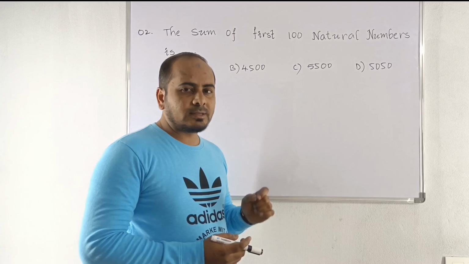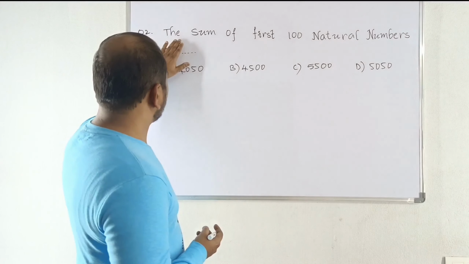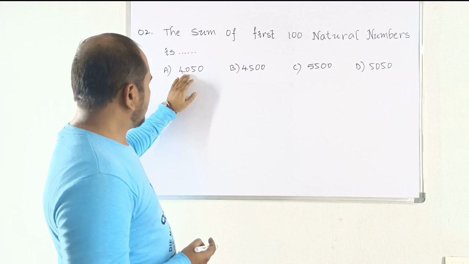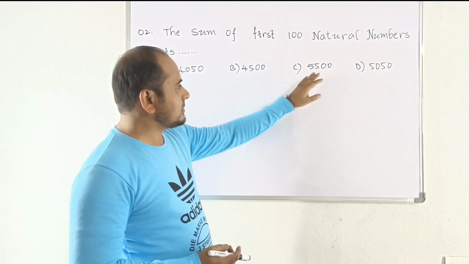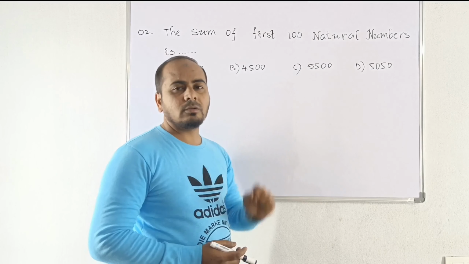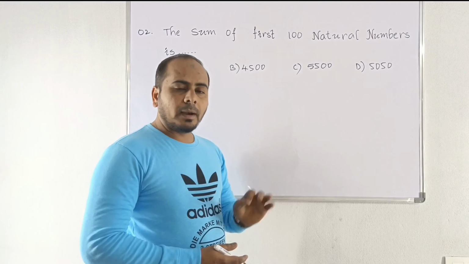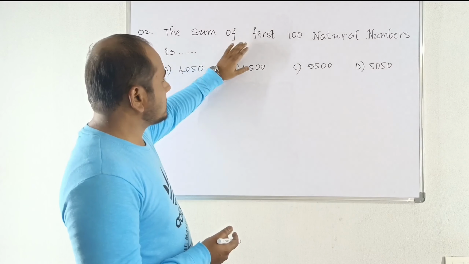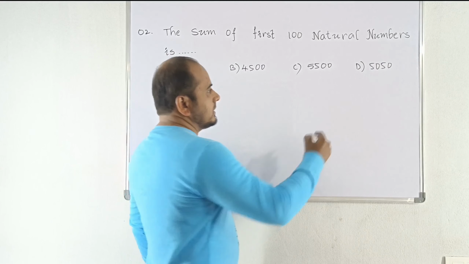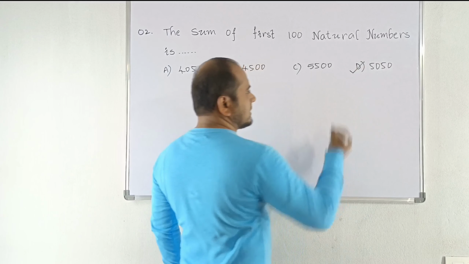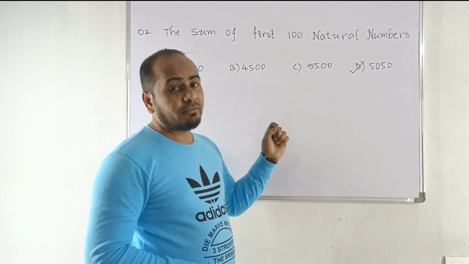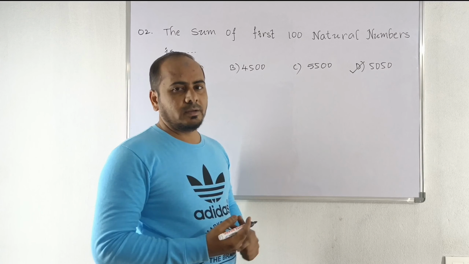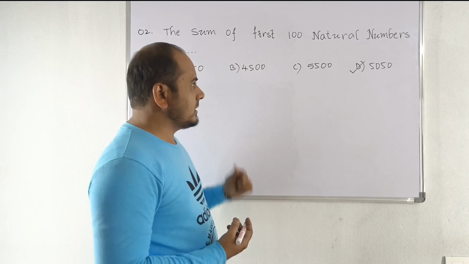Dear children, come to the second question. The second question is, the sum of first 100 natural numbers is 4050, 4500, 5500, 5050. My dear children, I would like to suggest you that whenever he asks sum of 100 natural numbers, without any calculation, simply you select 5050, it is the right answer. Remember, my dears, how it is, we shall discuss now.